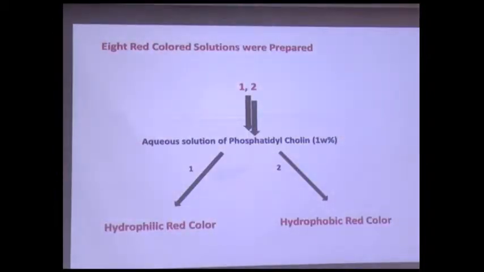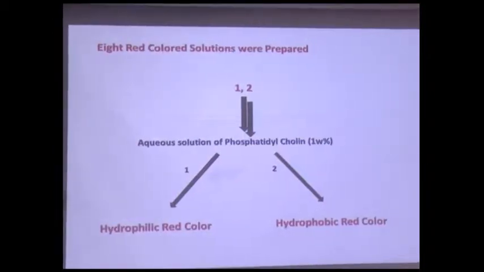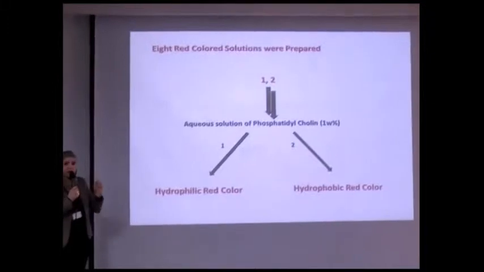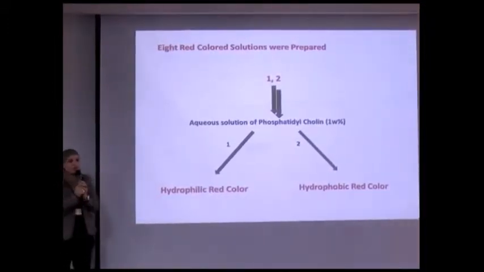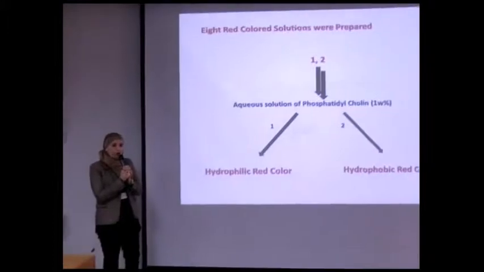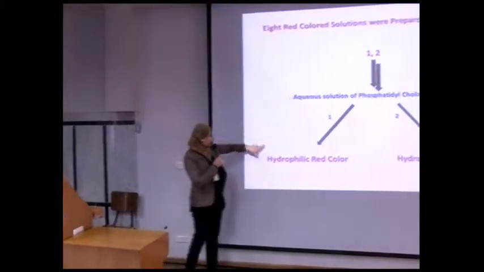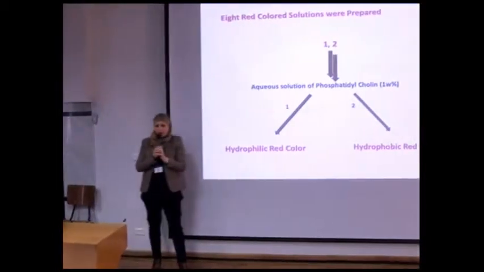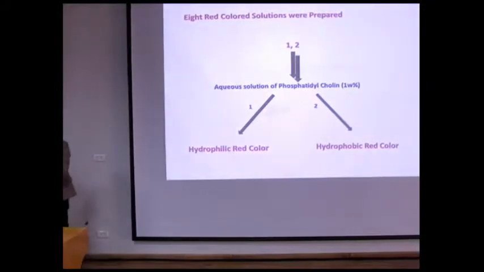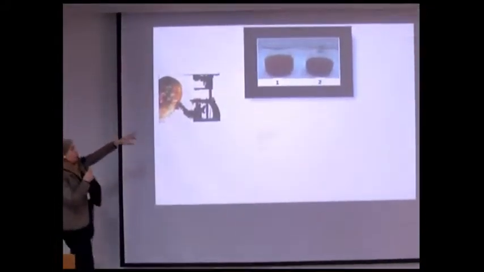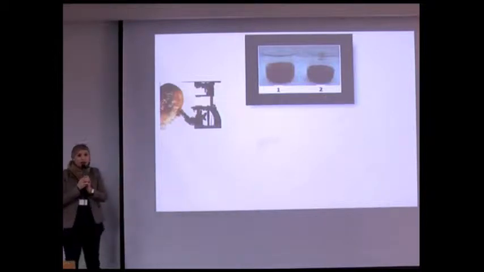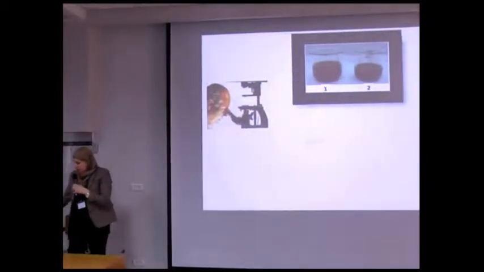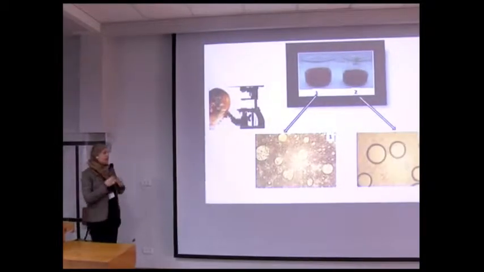What are the first 2 solutions we prepared? In the first step, we chose to prepare just an aqueous solution of the surfactant, an aqueous solution of phosphatidylcholine. In the first one, we add hydrophilic red color, and in the second one, we add hydrophobic red color. The students prepare these 2 solutions, and they get 2 red-colored solutions which seemingly look the same. But when they view these solutions by the optical microscope, they reveal different structures.